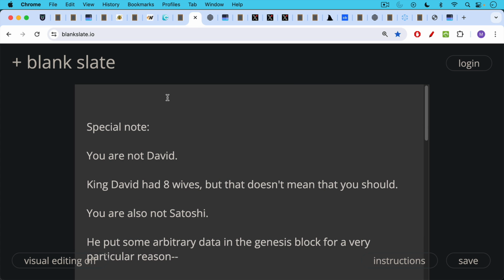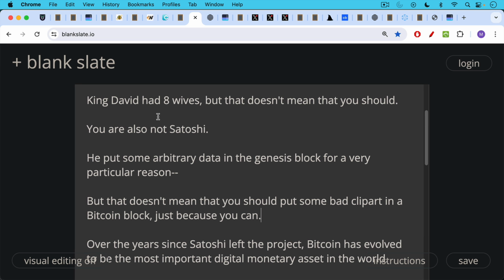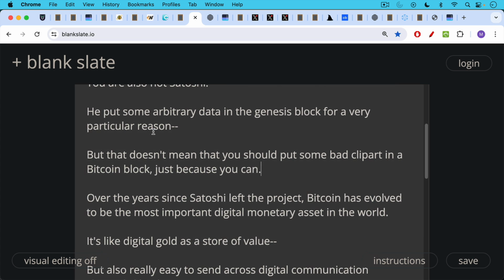Special note, you are not David. King David had 8 wives, but that doesn't mean that you should. You are also not Satoshi. He put some arbitrary data in the Genesis block for a very particular reason, as we've discussed, but that doesn't mean that you should put some bad clip art in a Bitcoin block just because you can.